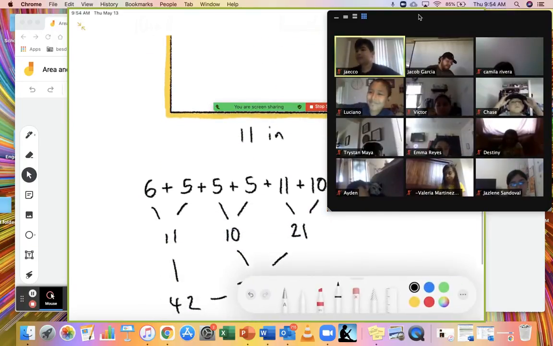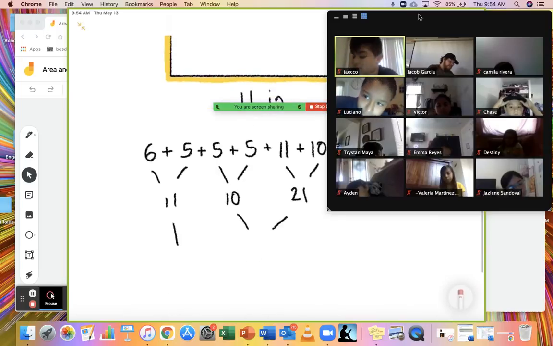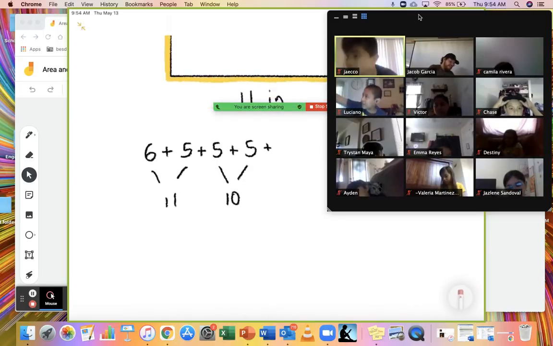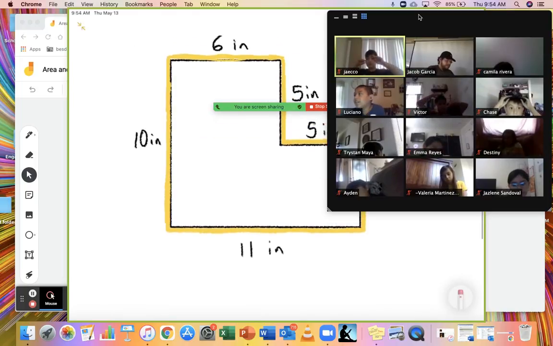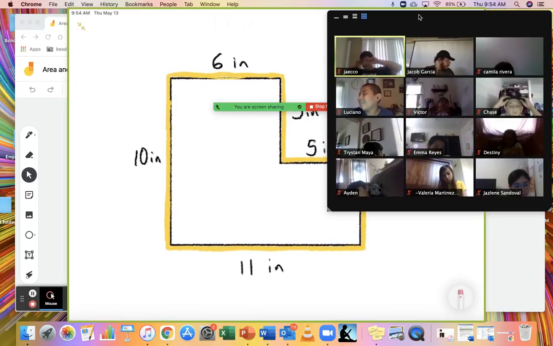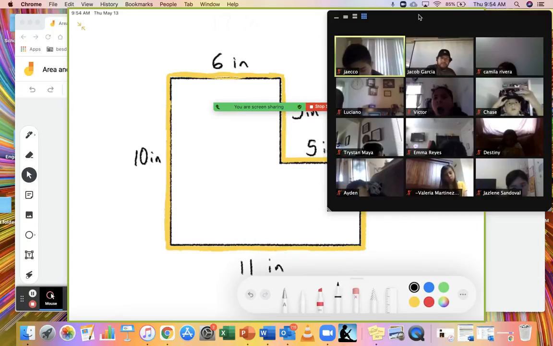So that was good, everybody. We were able to find our missing side. We're able to find our perimeter. But now we need to find the area. And like I said before, we don't have a formula for this. We don't have a formula for area of an L shape.